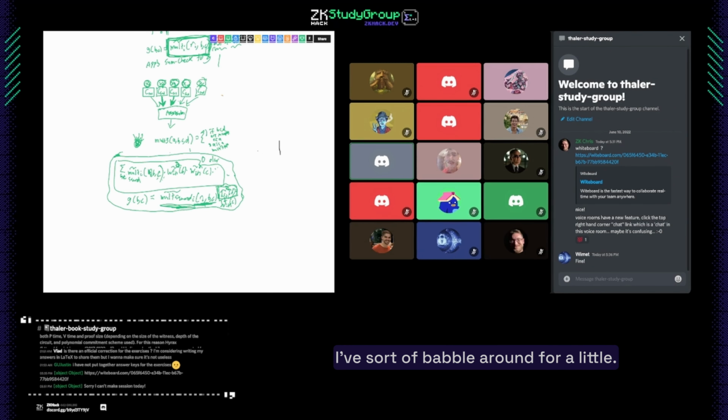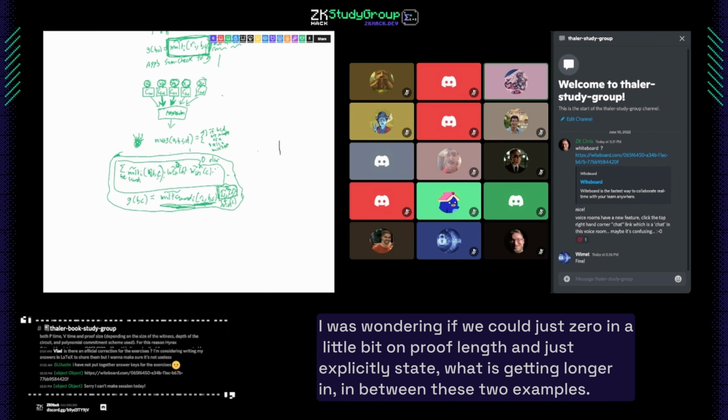Sorry to sort of babble around it for a little. I had a follow-up question. I was wondering if we could just zero in a little bit on proof length and just explicitly state what is getting longer in between these two examples.